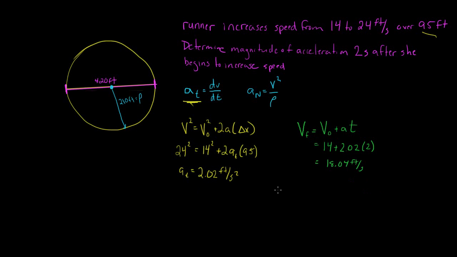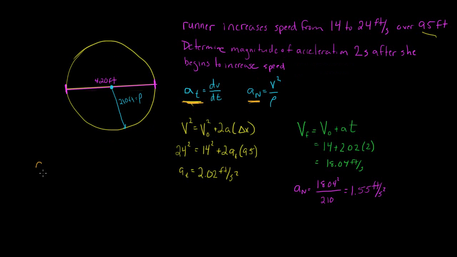If we plug this into our normal acceleration, we get 18.04 squared divided by our radius of curvature, which is 210 feet, and we get an answer of 1.55 feet per second squared.